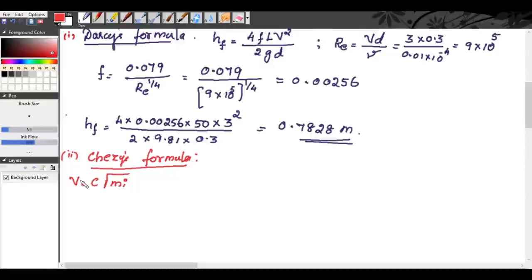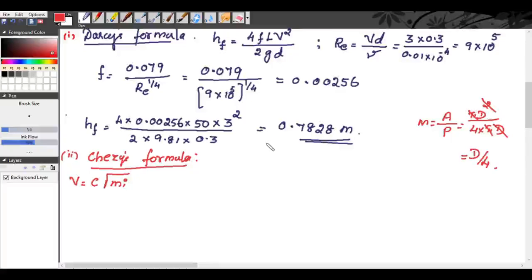And the pipe is a circular pipe. The cross section of the pipe is circular, which means m is equal to A by P, wetted area by perimeter, which is equal to d by 4. We have already studied in our last class, m is equal to wetted area by perimeter. Area is pi d square by 4. Perimeter is pi d. So pi gets cancelled. We get d by 4. So m is equal to d by 4. Right? Diameter by 4.